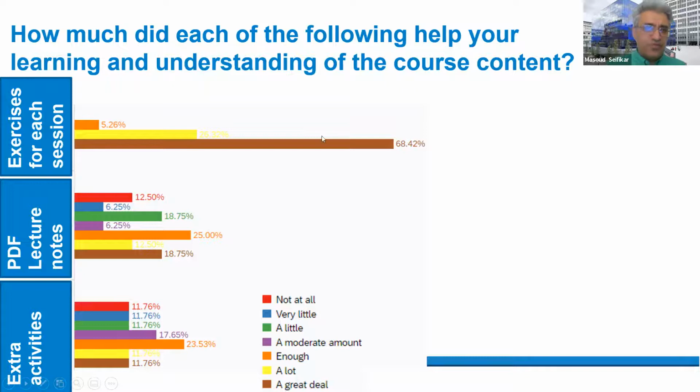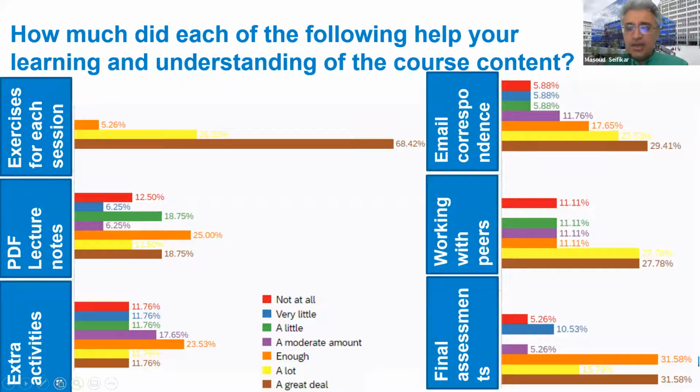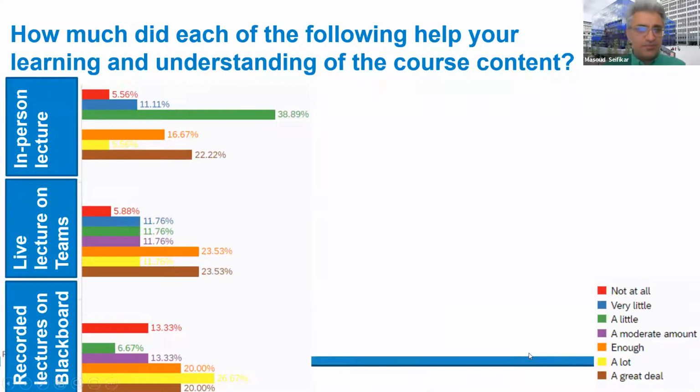the course. You see, for the exercises for each session, they found them very valuable, a great deal or a lot. For the PDF lecture notes, there are varied extra activities. You see the range. Lots of people said enough, and some people said not too much. Email correspondence with the lecturer: you see that lots of people found it very useful. Working with peers and final assessments as well.